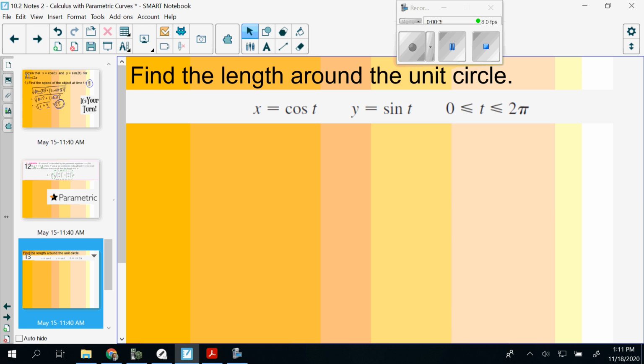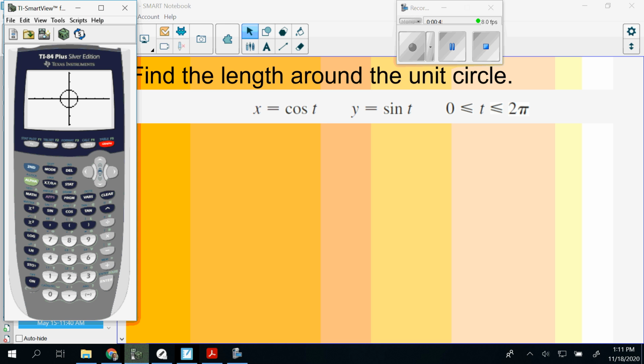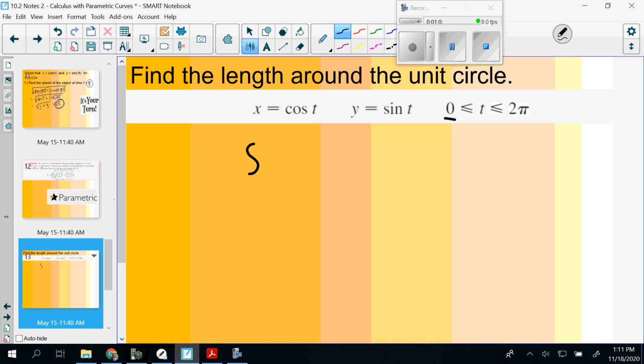Find the length around the unit circle. We've graphed this one out previously here. If you go on your calculator and have your two x and y parameters be cosine and sine, and graph it, you can see you definitely get a circle there, and the radius is 1, so it is a unit circle. So let's see what we get. So we'd want to integrate this from 0 to 2 pi, as you can see here.